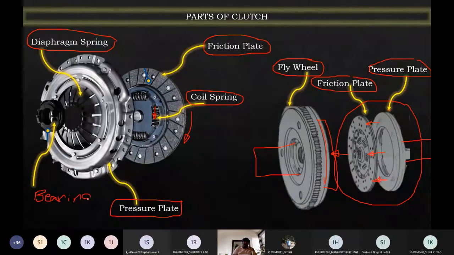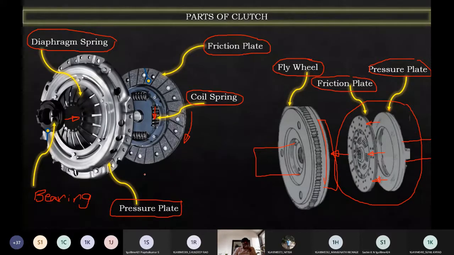During disengagement, whenever you press the pedal, this bearing will be activated. The bearing will push the spring. Now what will this bearing do? Whenever this spring is activated, it will bring the entire clutch plate back. That is how exactly the disengagement will happen. So basically, these are the different parts. Once again I will explain.